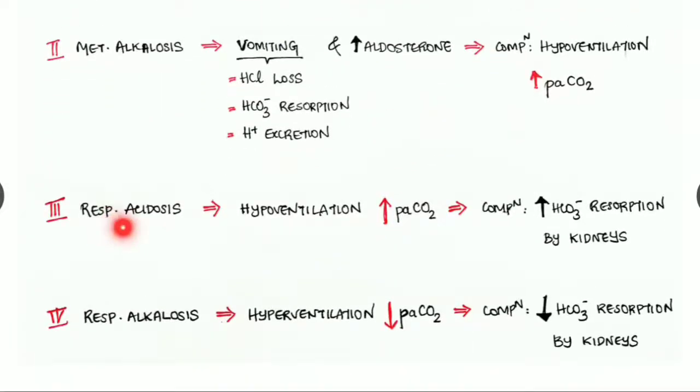And what if the problem is by the respiratory centers? Yes, respiratory acidosis. It is due to hypoventilation, and it increases the partial pressure of carbon dioxide. How is the body compensated? It is compensated by the kidneys by increasing the bicarbonate reabsorption. And what about the respiratory alkalosis? It is due to hyperventilation. It decreases the partial pressure of carbon dioxide. How is the body compensating it? By decreasing the bicarbonate reabsorption, and that even by the kidneys.